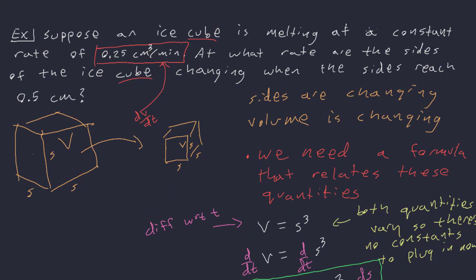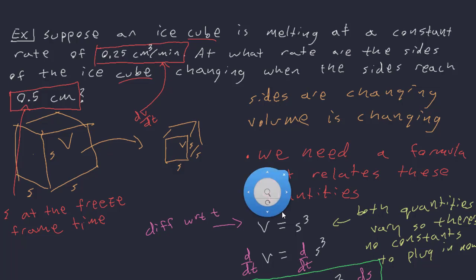Now we can start plugging in what we have. Here is the rate at which the ice cube is melting, 0.25 cubic centimeters per minute. Then we're asking how the sides are changing when they reach 0.5 centimeters. This is our S at the moment in time. It's the Matrix situation: we're freezing time when the sides reach 0.5 centimeters. So this is S at the freeze frame time, and this is our rate of change of V.